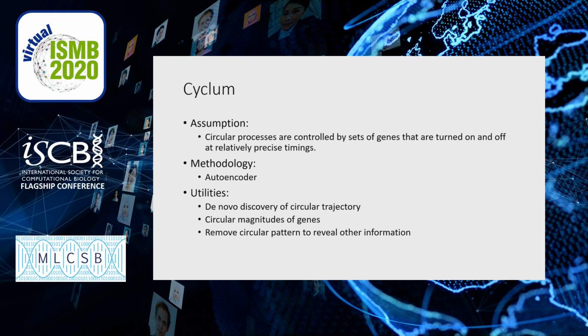Here, we assume that a circular trajectory is controlled by sets of genes that are turned on and off at relatively precise timings, and use a method called Cyclone, which is based on autoencoder, to discover the circular trajectory, measure the circular magnitudes of different genes, and remove circular patterns to reveal other information of interest.